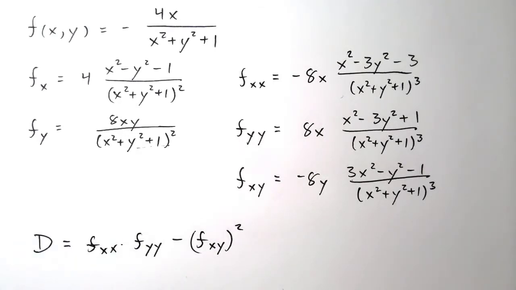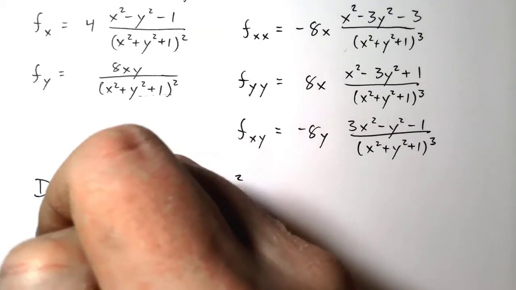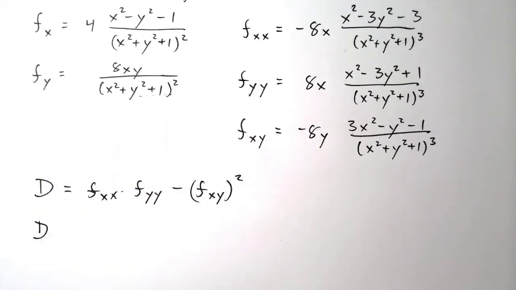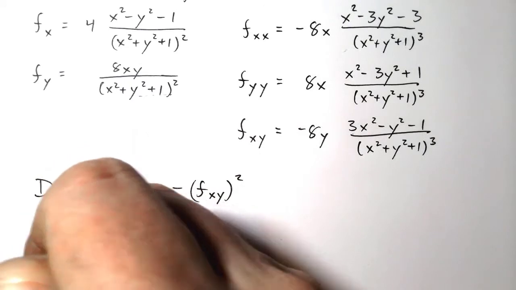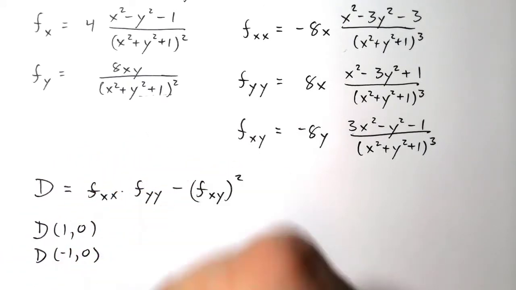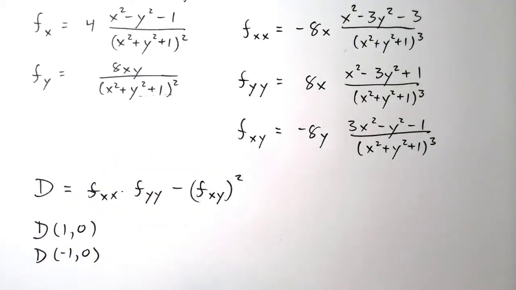So if you think a little bit about what we actually have to do here, we need to test the discriminant at the critical numbers. So here's what I would do. I would simply evaluate the discriminant at the two critical numbers we had: (1, 0) and (-1, 0). So we just need to evaluate this at those points.